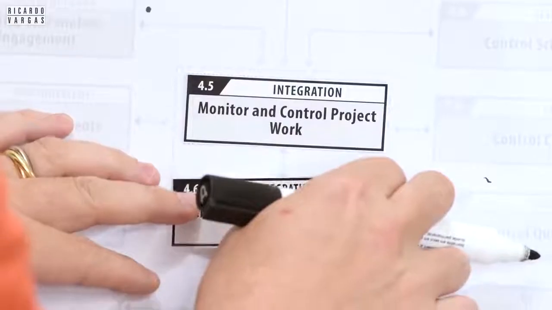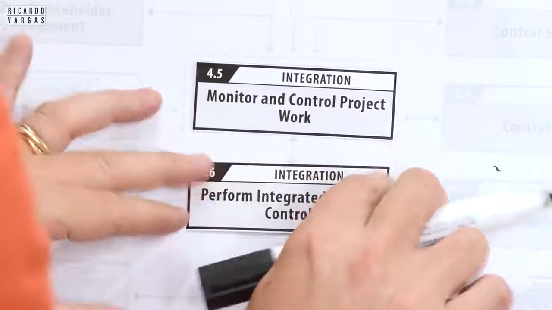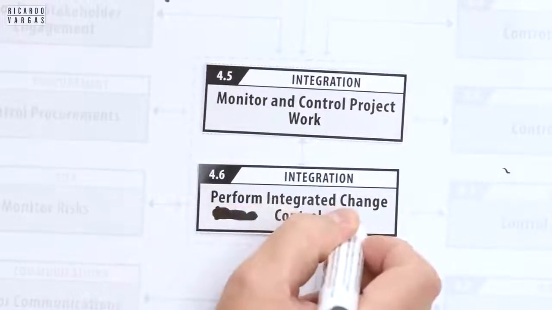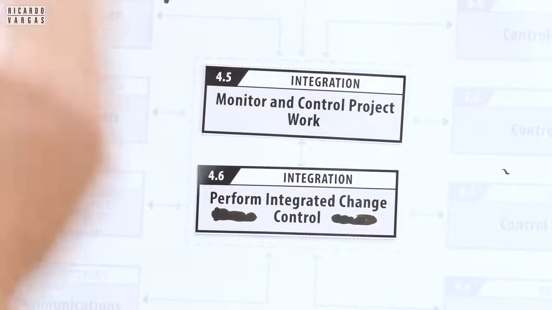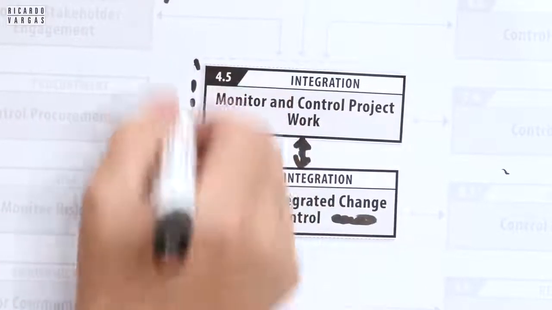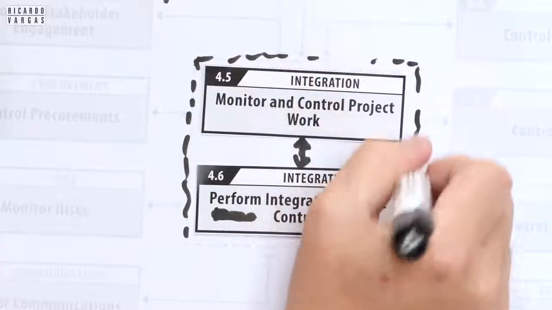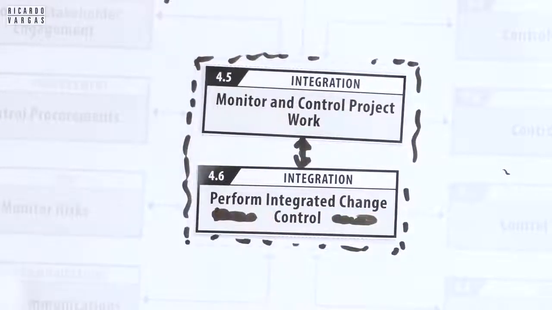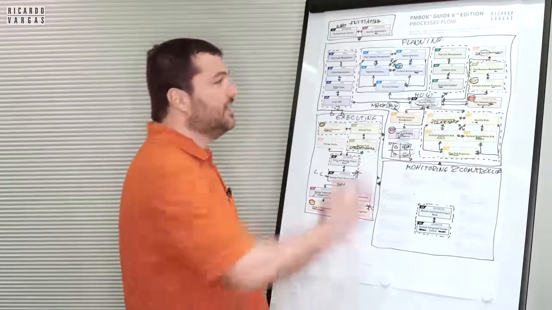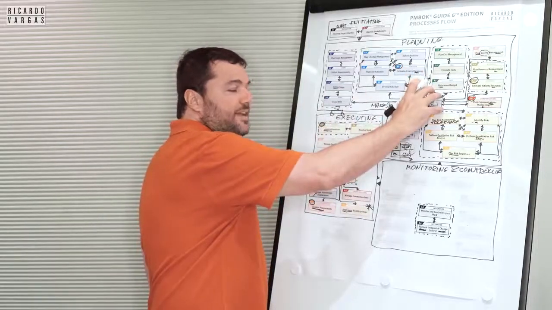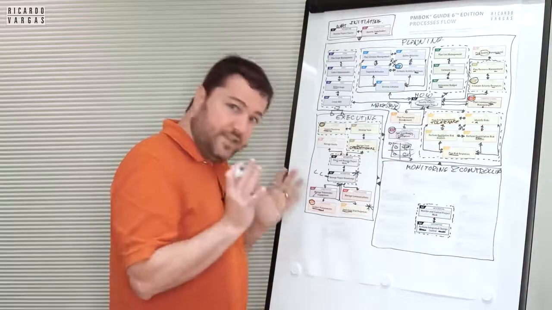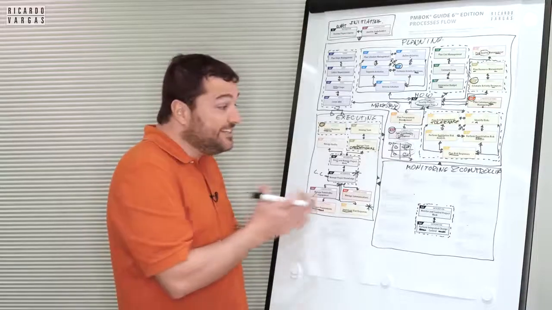Second, I need to perform integrated change control. This is a really important process. And why is this process so important? Because your project will face changes. 100% sure of that. There is no way that what you estimated here will happen perfectly, because the world has so many variabilities that it's just impossible.